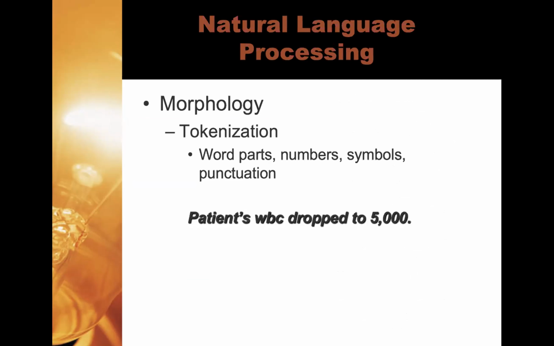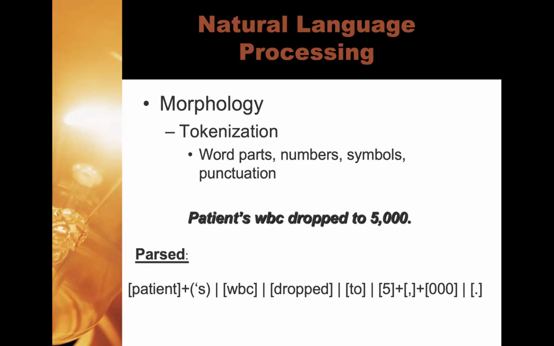So part of the taxonomy and the language for natural language processing is tokenization, which covers parts of words, numbers and symbols. Here is an example of a result from a CBC, a complete blood count: Patient's WBC dropped to 5,000. So the patient's white blood cell count dropped to 5,000. Being able to parse that out so that a computer can accurately understand and interpret it is part of the challenge.